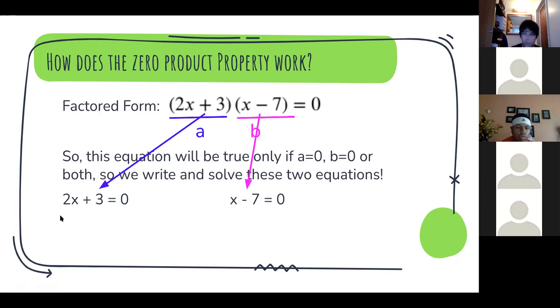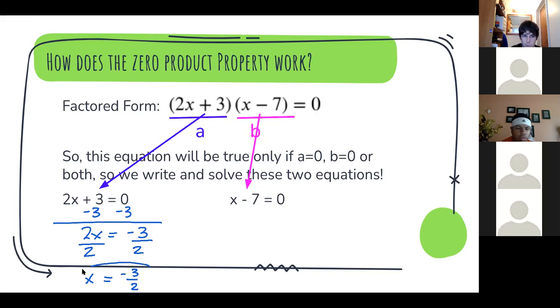So there we go. Here's our solutions. We'll go ahead and solve this first one over here on the left. It's a pretty easy equation. I just need to subtract 3. I get 2x equals -3, and then divide by 2. I could get a decimal or I could leave it as a fraction. I'm going to just leave it as a fraction, as -3/2. So that would be one of my solutions to this quadratic equation. And then I can solve the other one as well and get my second solution. This one's actually much easier. I just add 7 to both sides and I get x equals 7.